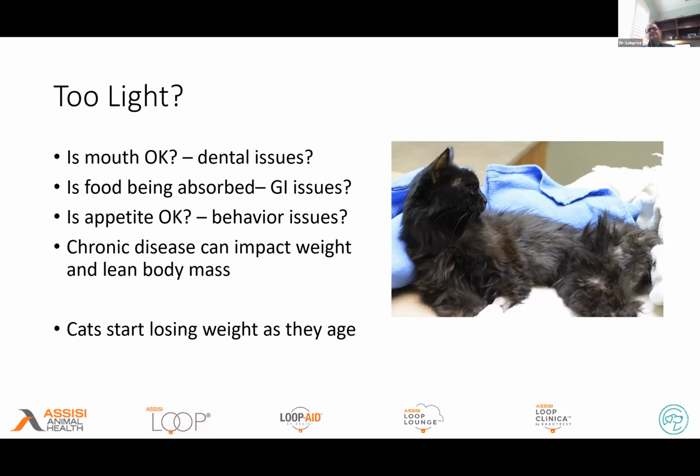Now, cats at about age 11, instead of having a lower basal metabolism rate, their metabolism doesn't slow down, it actually gets higher. So they start losing weight as they age, but if it's rapid, then we need to find out what's happening.